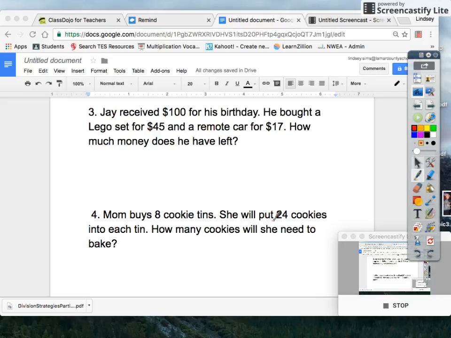Now, for most of us, we easily know that we're going to have to subtract here, but for some of our students, it's a hard concept because they see a lot of numbers and a lot of words and they get overwhelmed and they get confused.